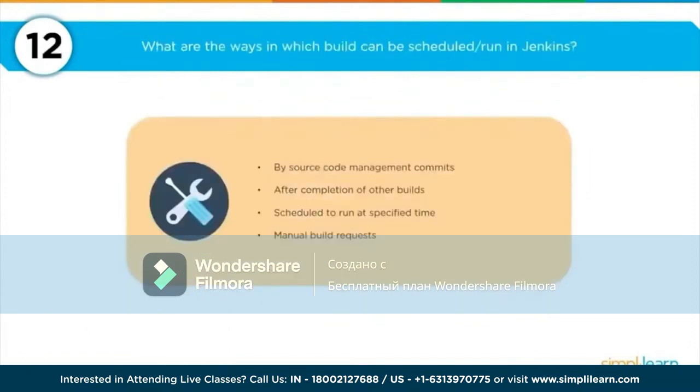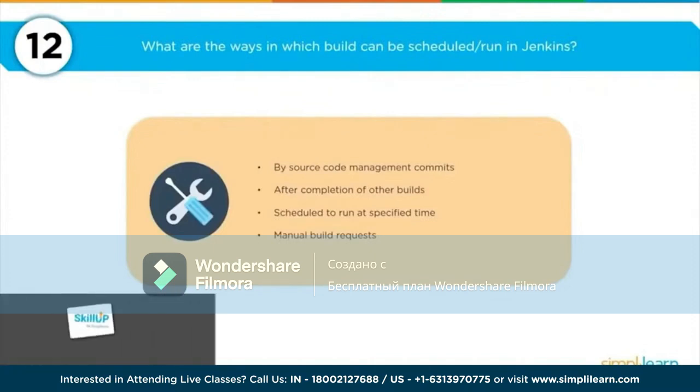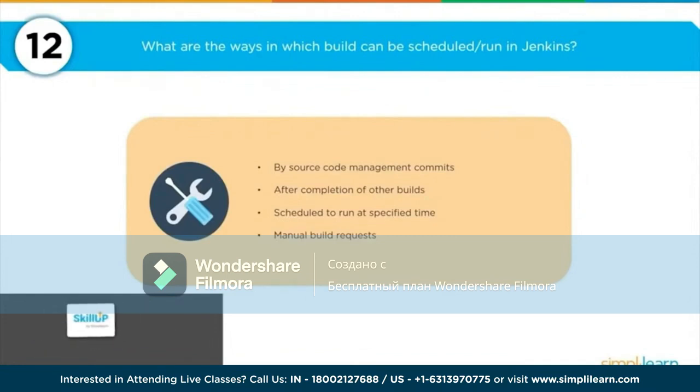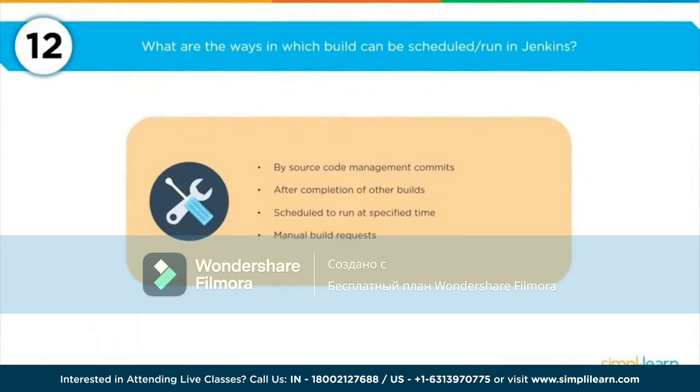So what are the ways in which a build can be scheduled and run in Jenkins? Well, there are 4 ways. The first is when source code management commits new code into the repository; you can run Jenkins at that point. The second can be after the completion of other builds. So maybe you have multiple builds in your project that are dependent on each other, and when so many other builds have been executed, then you can have Jenkins run.